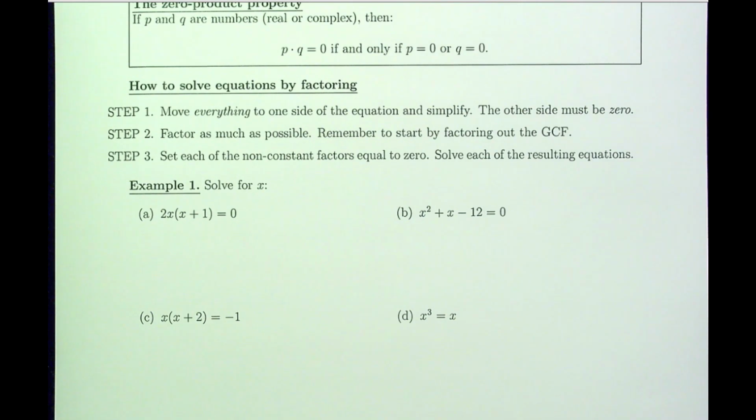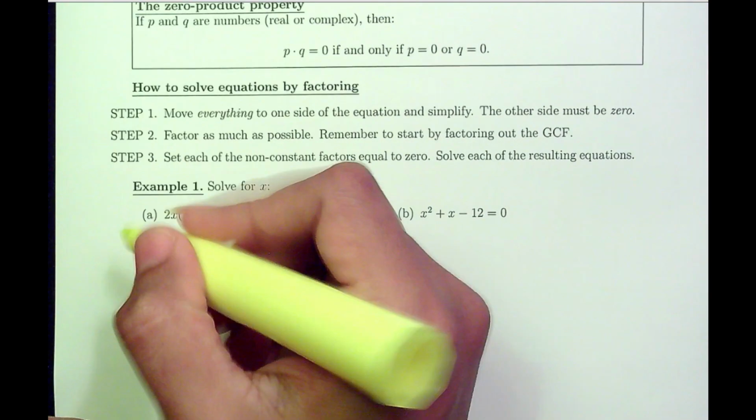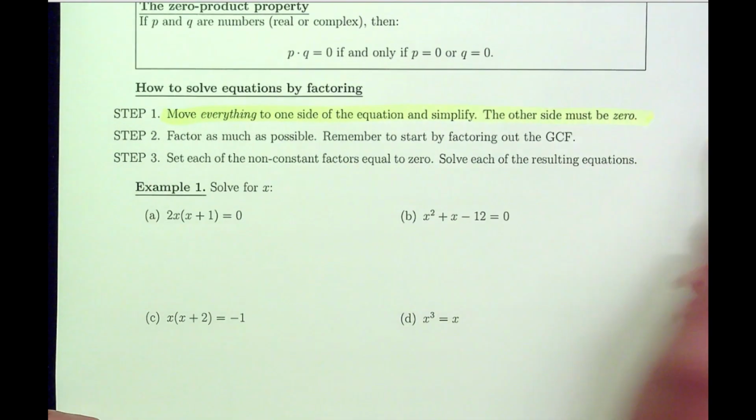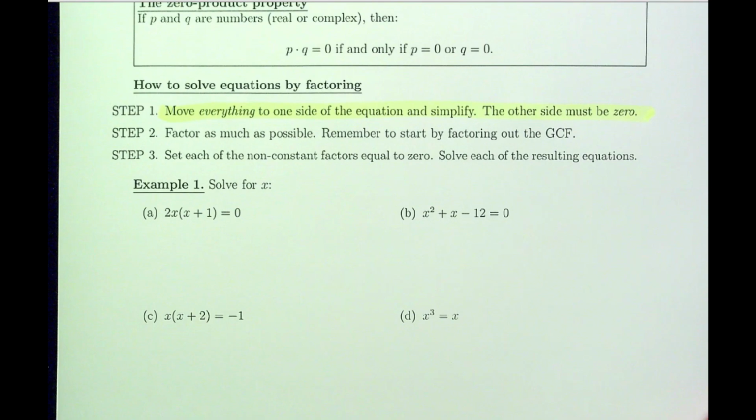And here are the steps for this method. Step 1, you're going to move everything in your equation to one side. You want everything moved over to one side, and you're going to simplify that side. I usually move everything to the left side. I like having the right-hand side be equal to 0. So you have to move everything to one side of the equation and simplify it, and then you have to have 0 on the other side. So that would be step 1.